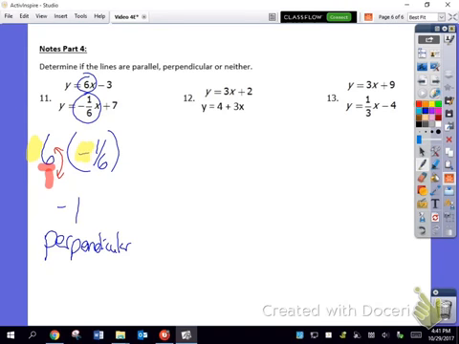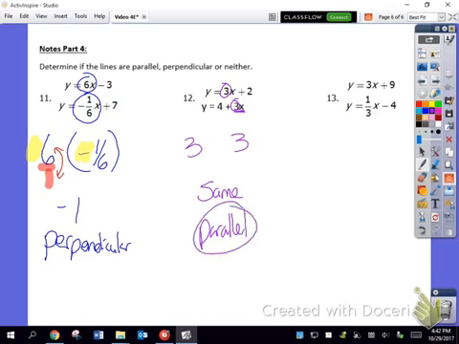Look at number 12. Number 12, the slope is 3. And then by the x, my slope is 3. Well, those are the same. If they're the same, then they are parallel. Okay, so these are parallel. Number 1, they are perpendicular. Number 2, they are parallel.